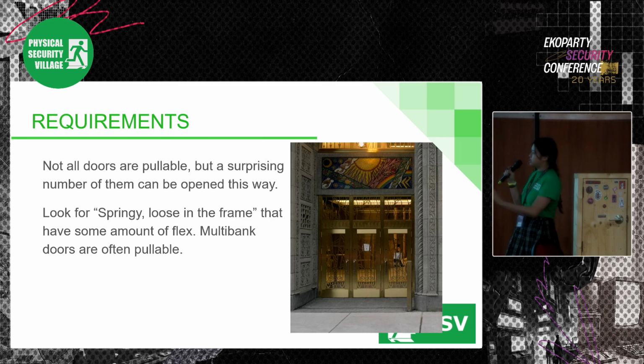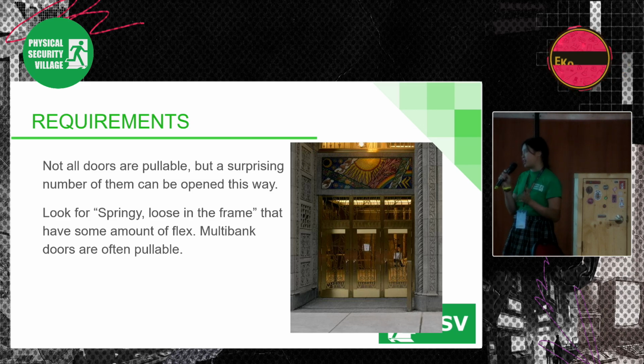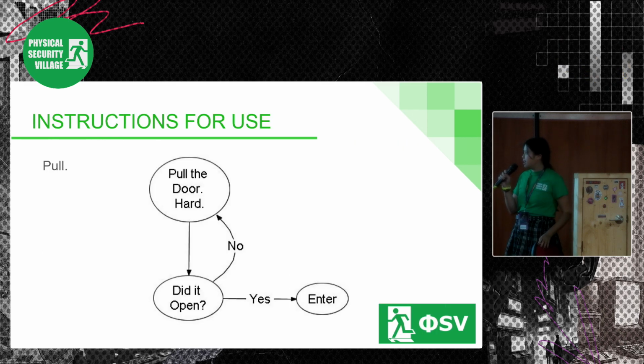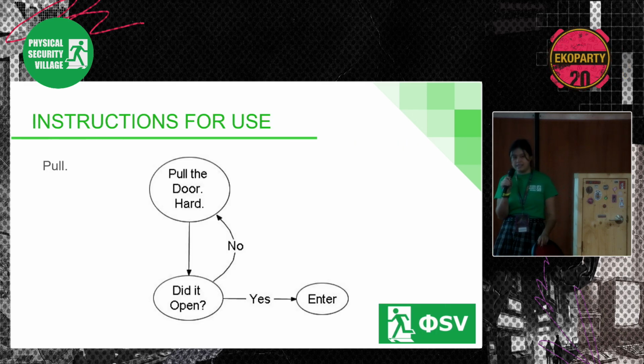A lot of the time, you'll see multi-bank doors kind of like this one, where they'll have at least one door that can actually be pulled open with this method. But usually what we'll do is go around a building and lightly tug on a bunch of the doors and see which ones seem looser and springier than others. This is particularly applicable to larger facilities that have a lot of doors. There's usually one or two that you're able to open in buildings with a couple of doors. So here are the instructions for use in case it is complicated or difficult for you. You pull the door hard, and if it doesn't open, you do it again until it does.